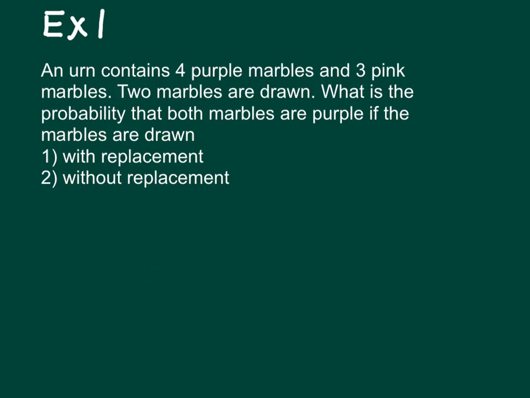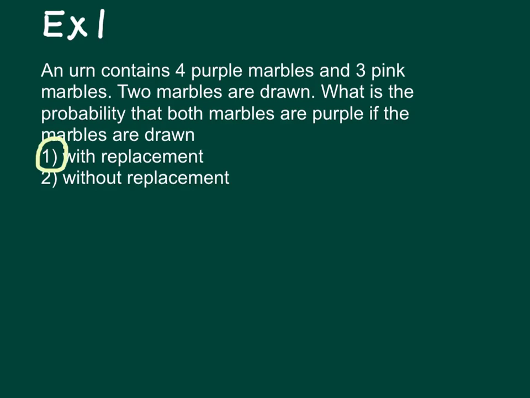Now this is what this means. Let's talk about the with replacement first. So in other words, I'm going to take a marble out, I'm going to look at the color, and then I'm going to place it back into the urn. So we're still 7 marbles. Then I'm going to draw another marble out and look at the color and then put it back. So this is what we call with replacement, and we want to know what's the probability that both are purple.